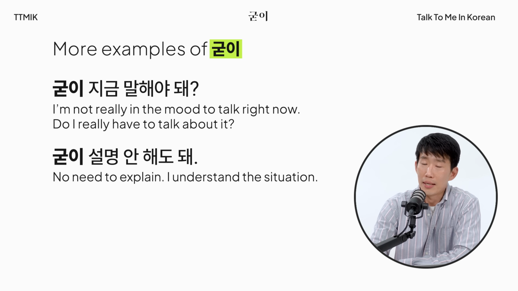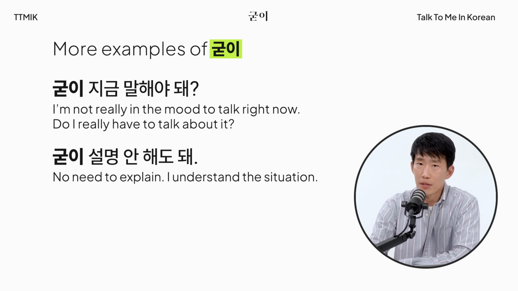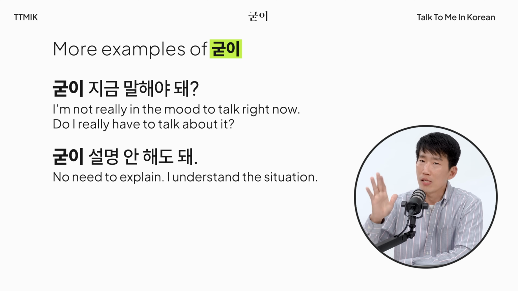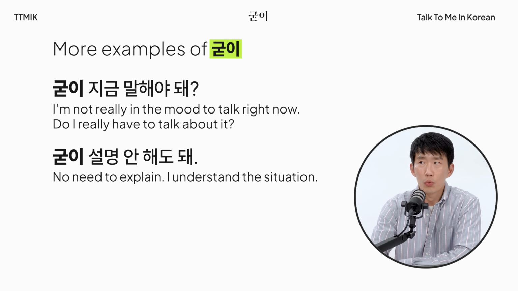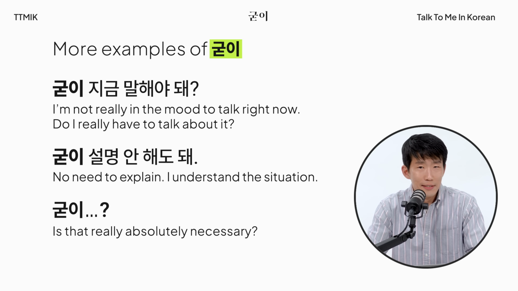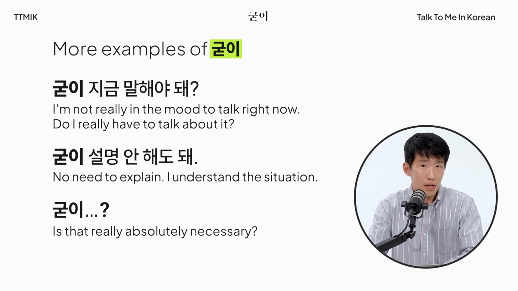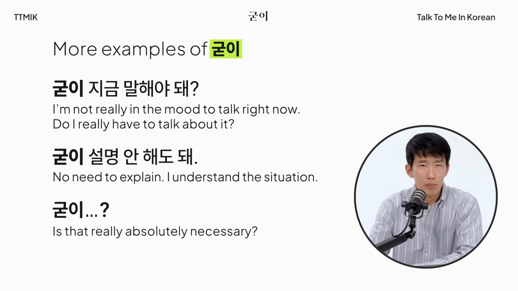And then to another friend who's hesitant, 굳이 설명 안 해도 돼. No need to explain. I understand the situation. I can see what happened. 굳이 설명 안 해도 돼. Don't bother trying to explain. It's all very obvious and clear. And then all of these things combined, you can just compress it down into this one word. 굳이? Your friend is cleaning the window, cleaning the air conditioner remote control, every little thing. And you're like, 굳이? Is that really absolutely necessary? So it shows your disapproval or sarcasm about why that had to be made as a choice.